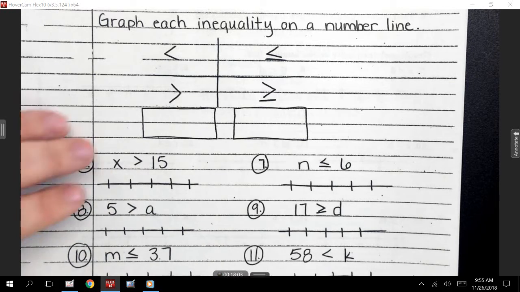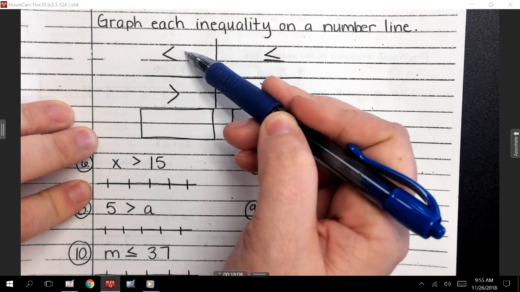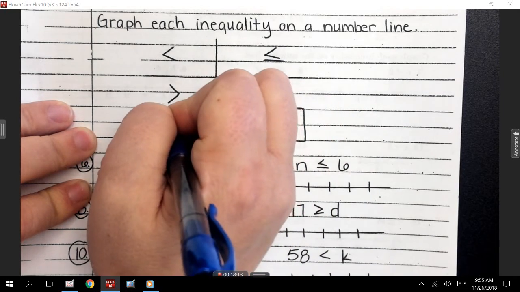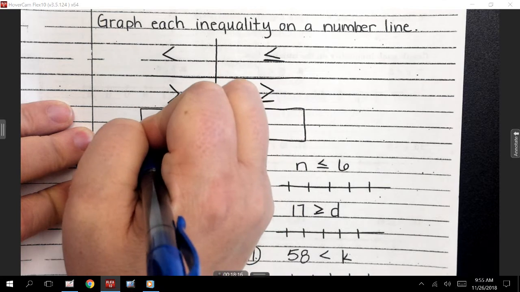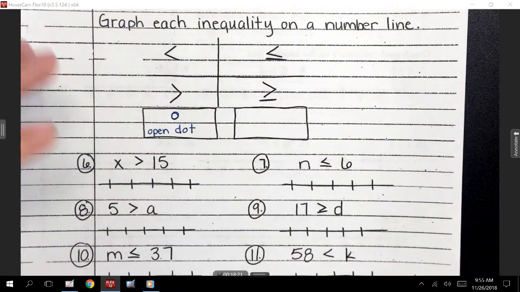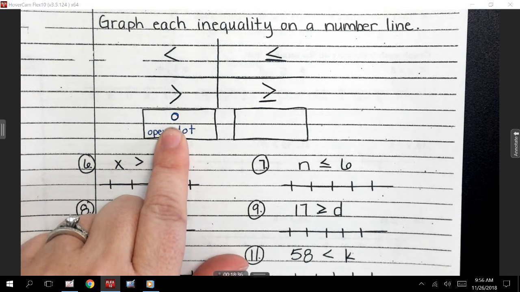All right. So what we do, guys, is we have a special type of dot that we're going to use. Look, you see where I have this less than symbol and this greater than symbol? The symbol that we're going to use for those is going to be an open dot. The reason we use an open dot is it's saying, hey, this number is important, but I didn't fill it in because it's not really there. So it's kind of like an invisible dot because we didn't color it in. But it's still important.